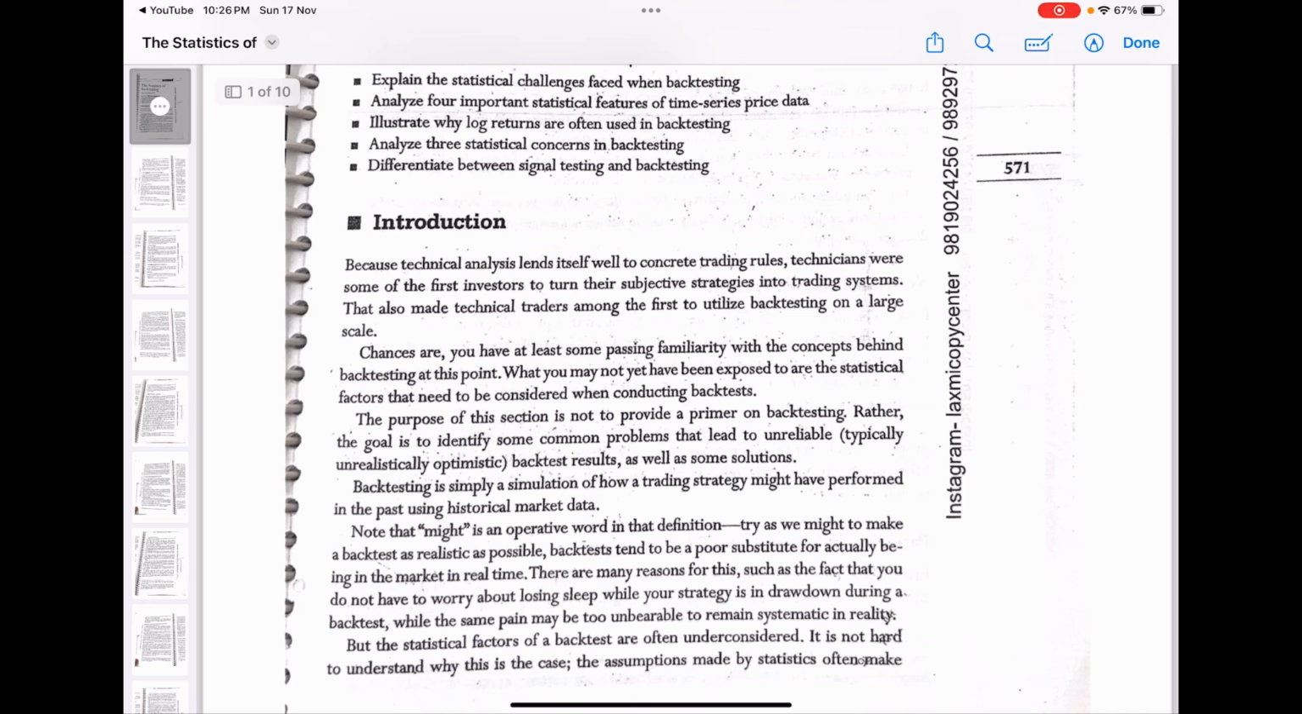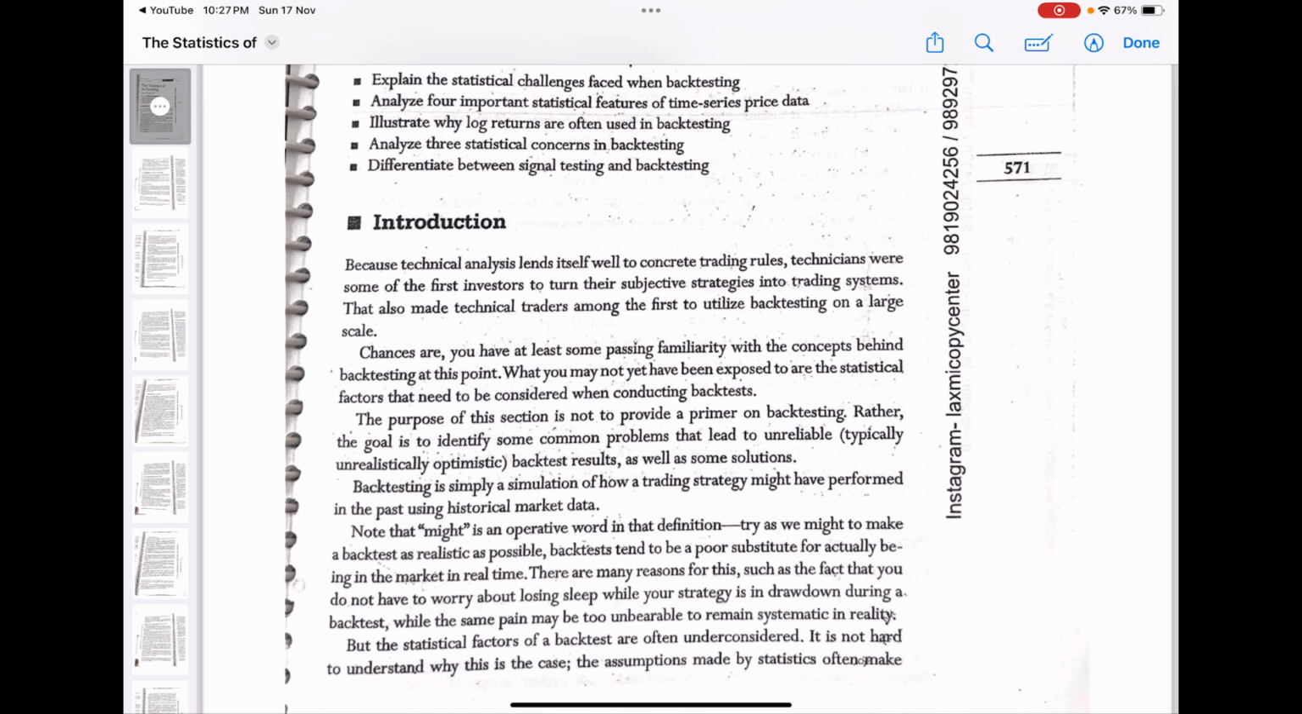Introduction. Because technical analysis lends itself well to concrete trading rules, technicians were some of the first investors to turn their subjective strategies into trading systems. That also made technical traders among the first to utilize backtesting on a large scale. Chances are you have at least some passing familiarity with the concepts behind backtesting at this point. So I'm also assuming that you know what backtesting is.